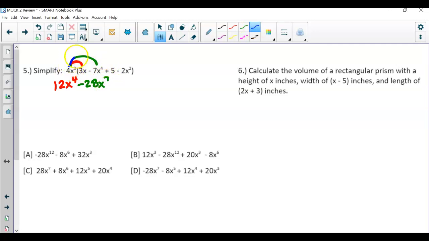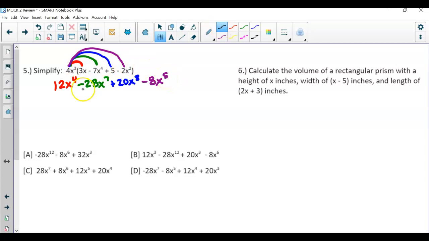Then the next term, 4x squared times 5 is just 20x cubed. Then last here, I've got 4x cubed times that negative 2x squared here. So now that's negative 8. Then again, add the exponents. So 2 plus 3 is 5.